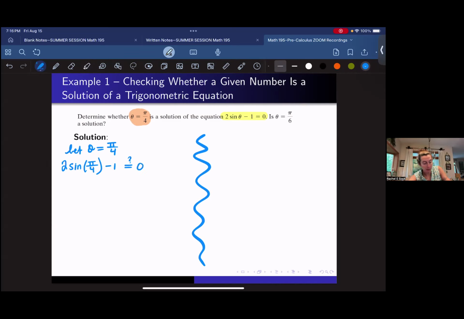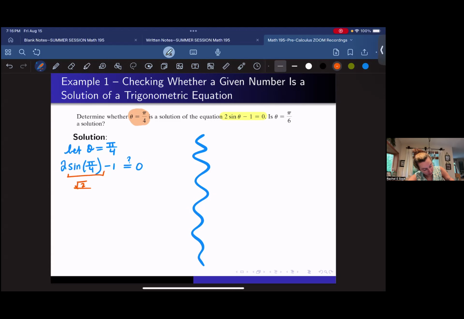Well, what is sine pi over 4? That's simply square root of 2 over 2. Multiply this by 2. Remember, 2 as a fraction is 2 over 1, so these 2's will cancel out to be 1, so we're left with square root of 2. And then we can't forget about that minus 1. Is the square root of 2 minus 1 equal to 0? No. The square root of 2 and 1 are not identical. Therefore, pi over 4 is not a solution.